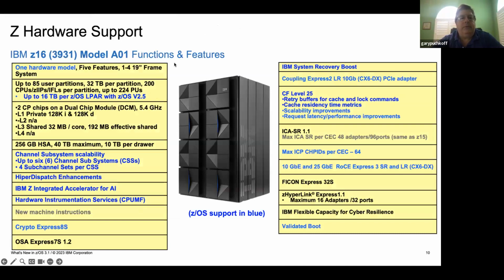Hardware: we have the new machine, the Z16 model A01. This is a multi-frame model, and you can have up to 32 terabytes per partition. zOS supports up to 16, and the machine itself can go up to 40 terabytes. The items in blue are things that we did for this release. I'll be talking a little bit more about a couple of these items coming up.